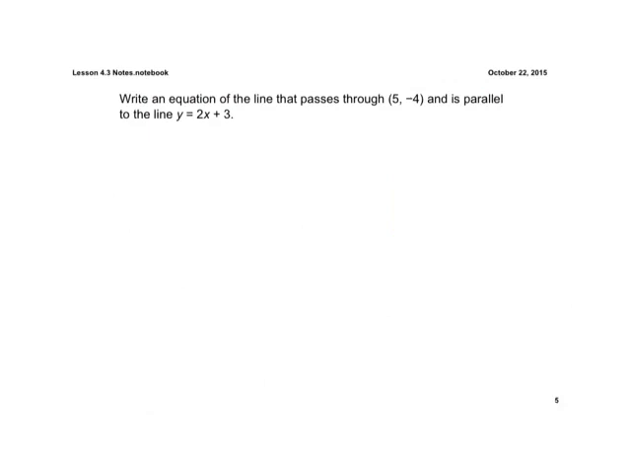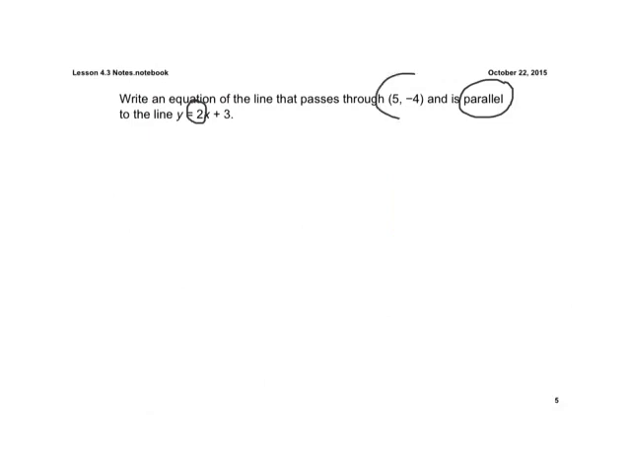Alright, our next one: write an equation of the line that passes through 5, negative 4 and is parallel to this line, y equals 2x plus 3. Now, the key word is parallel. Parallel lines always have the same slope. So if we look at this equation, we know the slope of our new line is going to be 2, because it has to be parallel to this line.